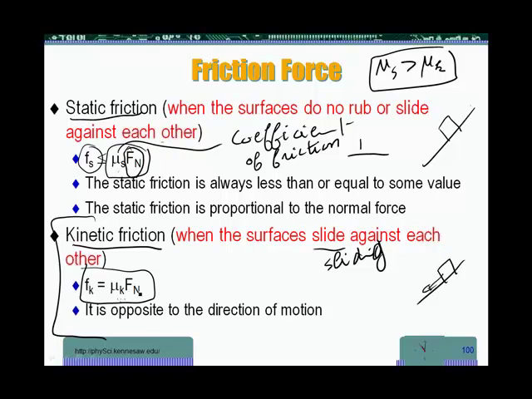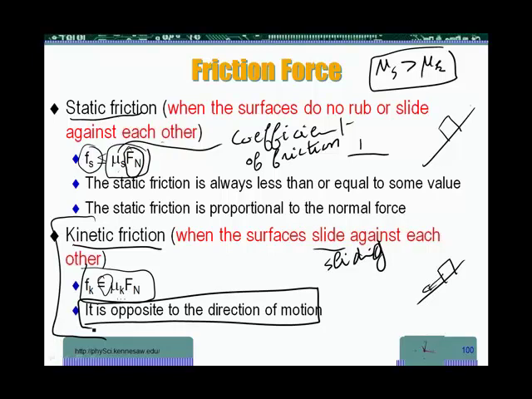It is mu k times F sub n. It's a very similar equation, except we have an equal sign. We can exactly calculate it. But there is another important thing. Kinetic friction is always opposite to the direction of motion. That's not the case with static friction.